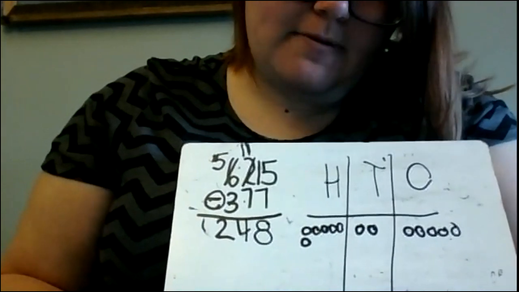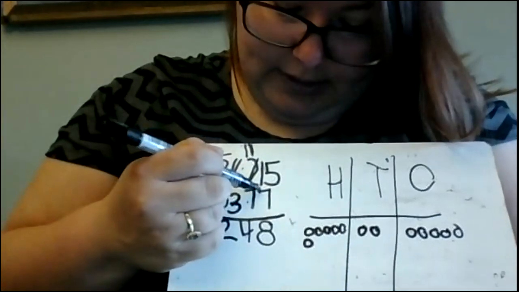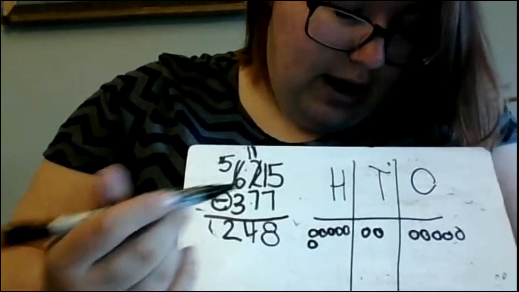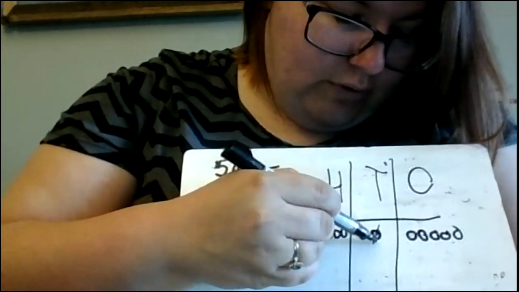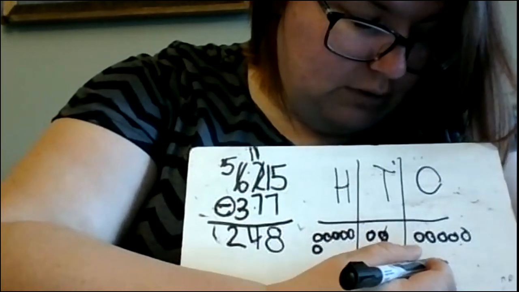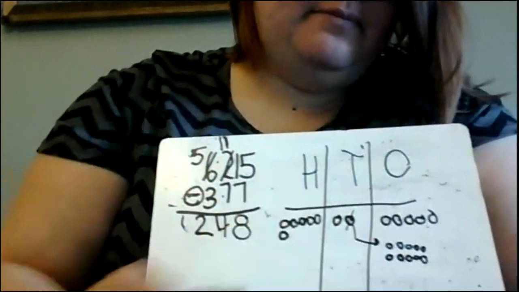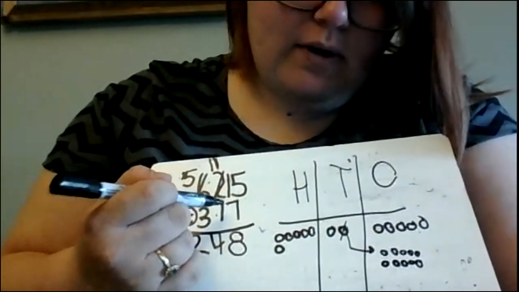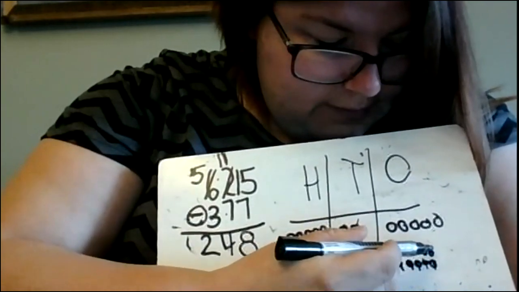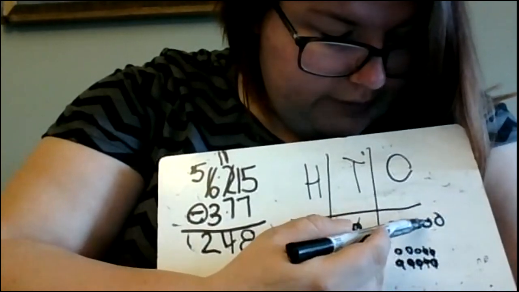Which place do I start in? Right, the ones place. So I'm going to take away 7. 1, 2, 3, 4, 5. Oh, I don't have enough. I'm going to cross off 1 ten and bring over 10 more. 1, 2, 3, 4, 5, 6, 7, 8, 9, 10. Okay, now I can subtract 7. 1, 2, 3, 4, 5, 6, 7. I'm going to check myself. 1, 2, 3, 4, 5, 6, 7, 8.